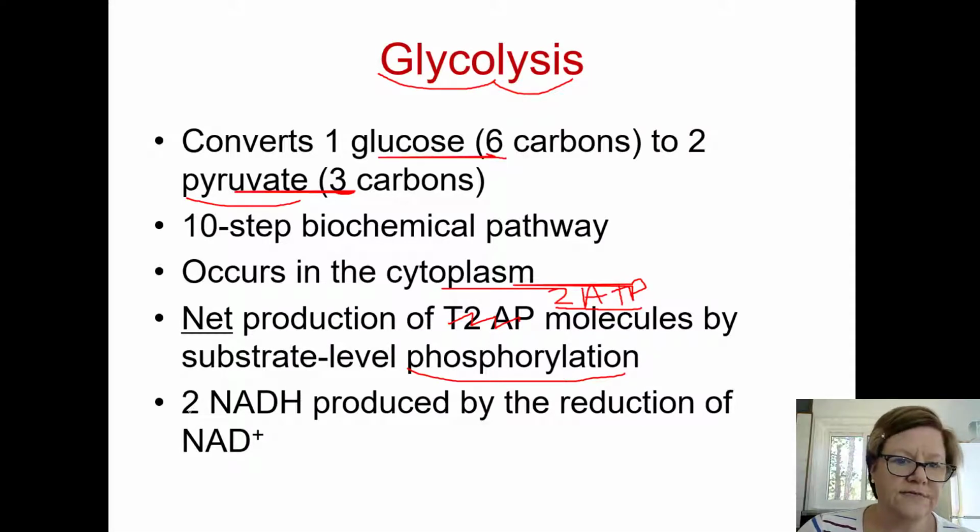And then we also have 2 NADH produced by the reduction of NAD+, really 2 NAD+. And so 2 NAD+, each of those two picked up 2 electrons and a hydrogen ion to become 2 NADH. So you've got some of those electron carriers involved here.